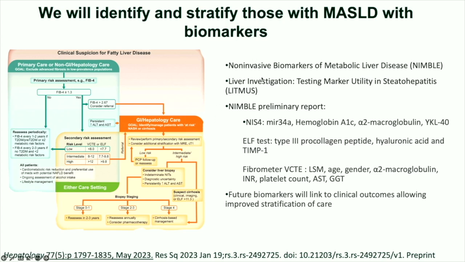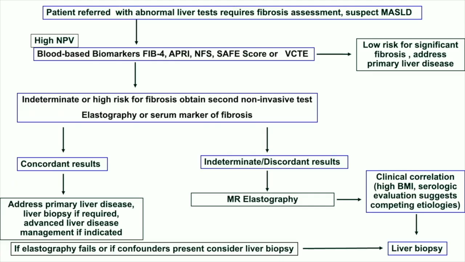As I said, we have these now pre-qualified biomarkers, and there are 3 that are going to move forward: NIS4, ELF test, which I've talked about, and this fibrometer, VCTE, which is a serum marker with FibroScan. So all of these are going to move forward, and again, the goal is to replace liver biopsy ultimately as an endpoint, which has its own shortcomings.